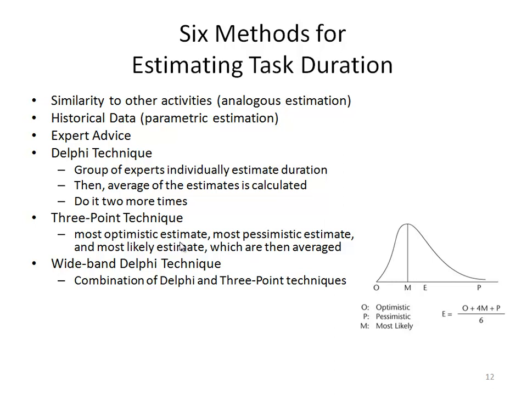The 5th method is the 3-point technique, which is taking 3 points and averaging them: the most optimistic estimate, the most pessimistic estimate, and the most likely estimate.